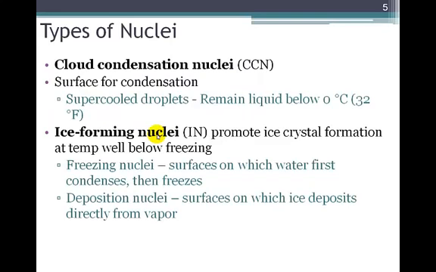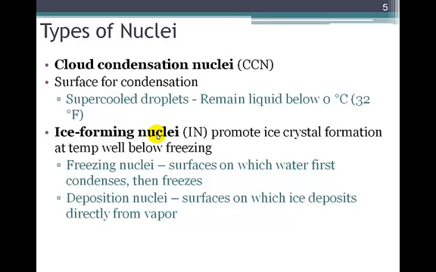We call these cloud condensation nuclei, CCN. It's just a surface for condensation. We can also have ice-forming nuclei, designated by IN, and these promote ice crystal formation. This would happen perhaps higher up in the atmosphere, where instead of vapor becoming liquid, we could have it become ice crystals. So a freezing nucleus is a surface on which water would first condense, and then it would freeze when it reaches the freezing point.